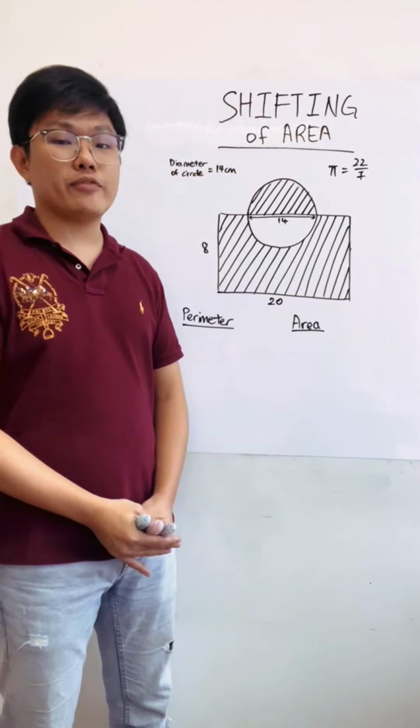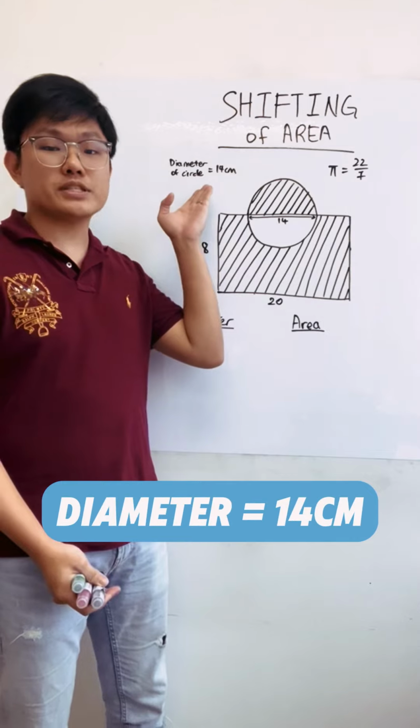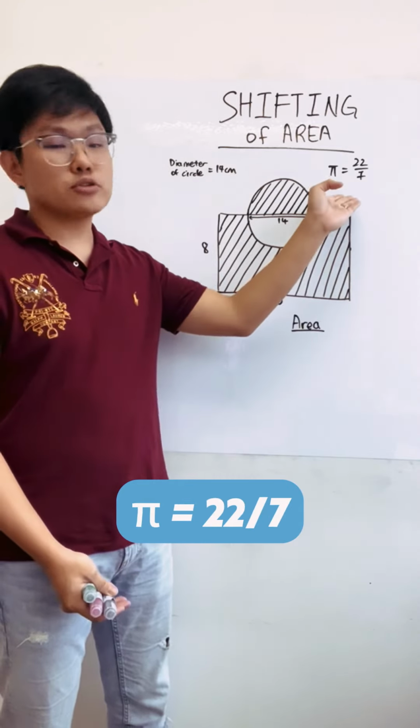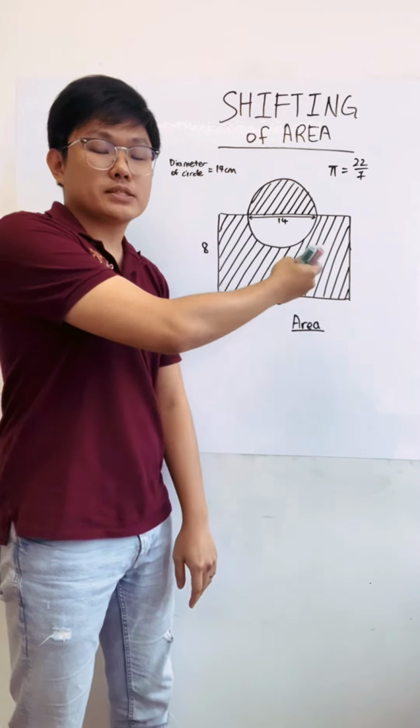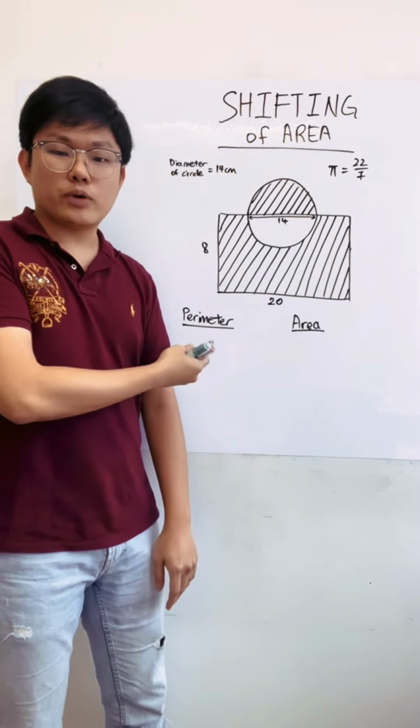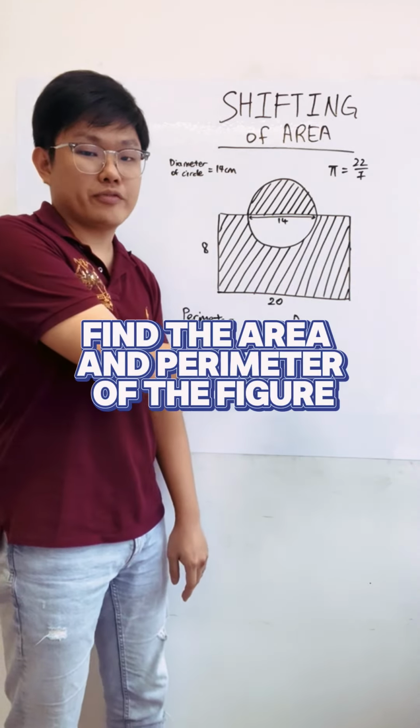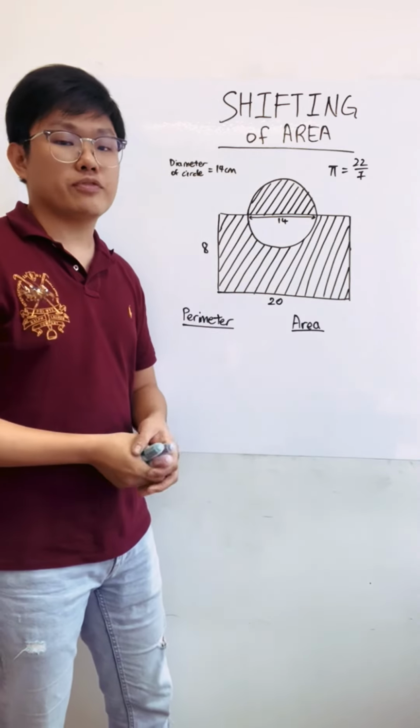In this question that we have here, we are being given that the diameter of this circle is 14 centimeters, pi equals to 22/7, and we have a figure where we have a rectangle and an overlapping circle. So we are tasked to actually determine the perimeter and area of the figure. So let us observe this figure a little bit more.